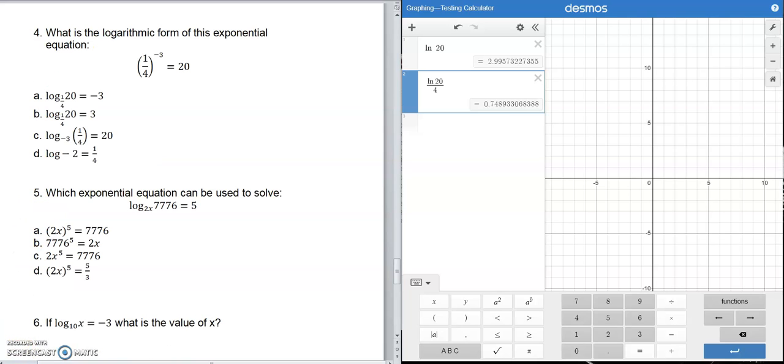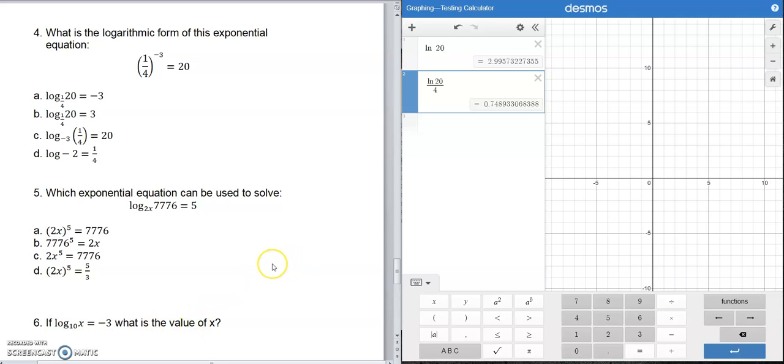Number 4, what is the logarithmic form of the exponential equation (1/4) to the power of negative 3 equals 20? So again, it goes around. This is your base, this is your argument, and this is your answer. So log base 1/4, which is right here, of the argument 20 equals negative 3. So therefore, your answer is letter A.